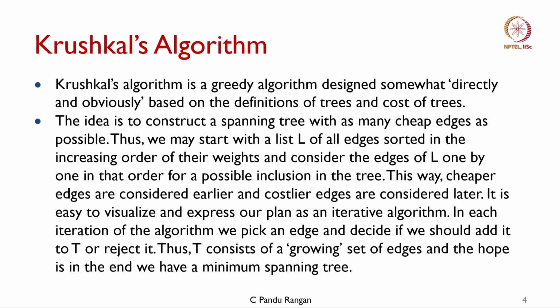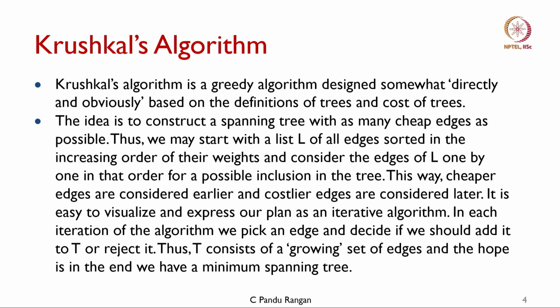You want to build a tree whose cost is as low as possible. So the natural thinking is build the tree by including as many cheap edges as possible. Costlier edges should be ignored and avoided. Cheaper edges we should be able to accommodate and then build. So the tree is going to be built edge by edge. We will consider cheaper edges first and costlier edges later. How do we achieve it?